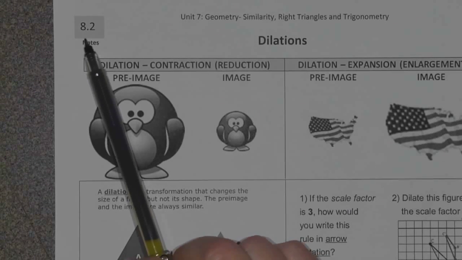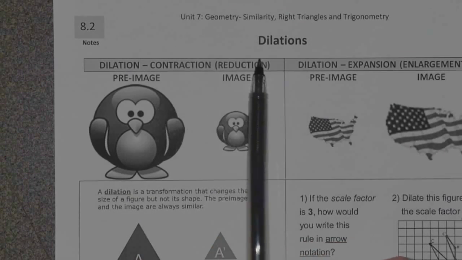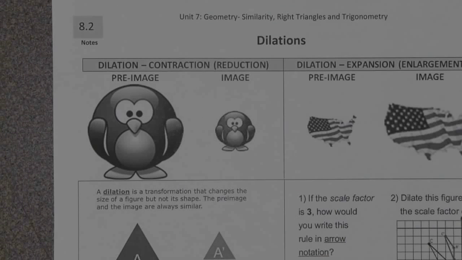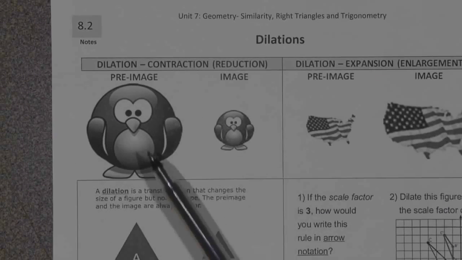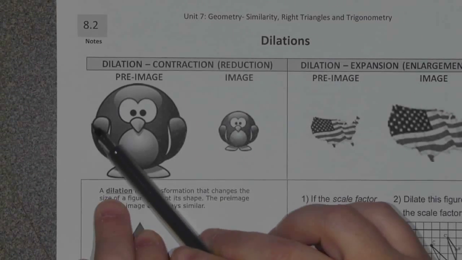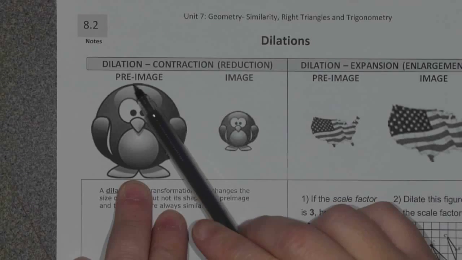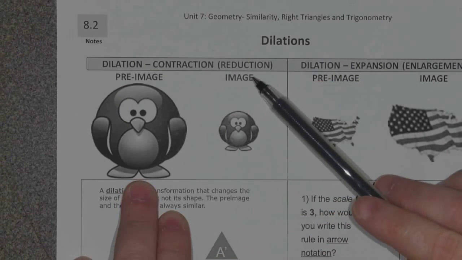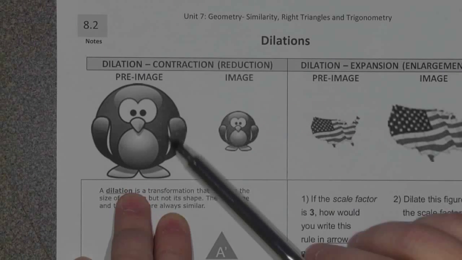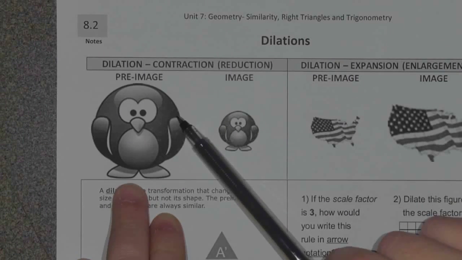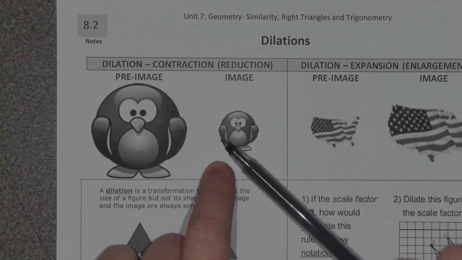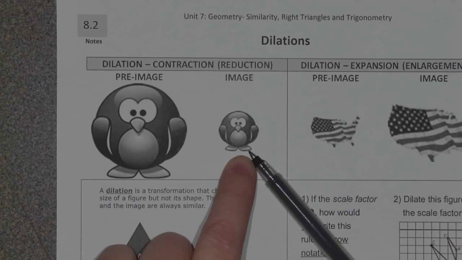All right, so note-taking guide 8.2, we're talking about dilations. Now, we just explained to you what a dilation is. It's either making something bigger or making something smaller. So the first image that we're looking at is called the pre-image, and the second image after the dilation is just called the image. So this cute little fat penguin right here, he's the pre-image, and then we reduced him to just be this image.